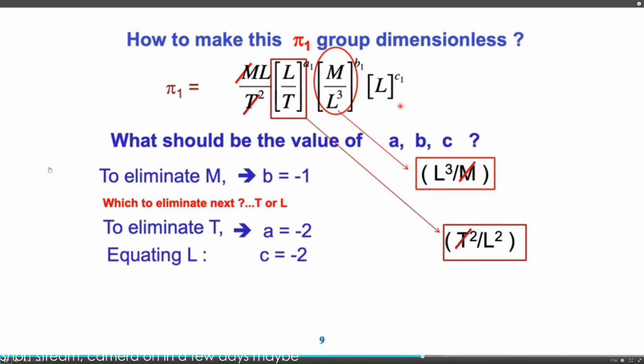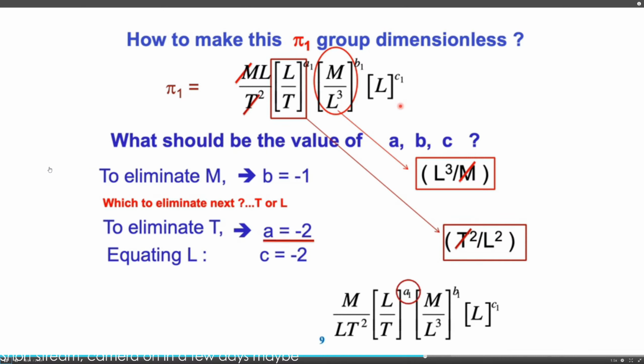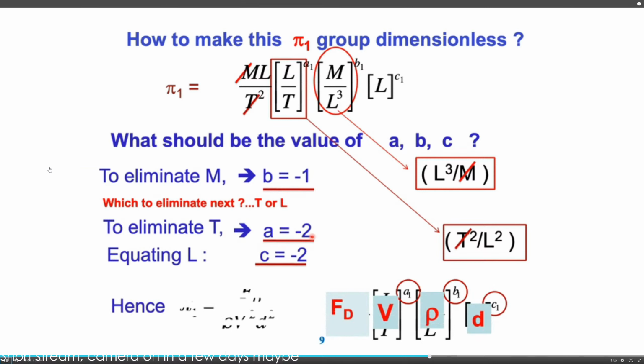Lastly, you eliminate L, and then you find this new term. So a, b, and c are all known, and you fill in all these terms. Hence you develop the first pi group.